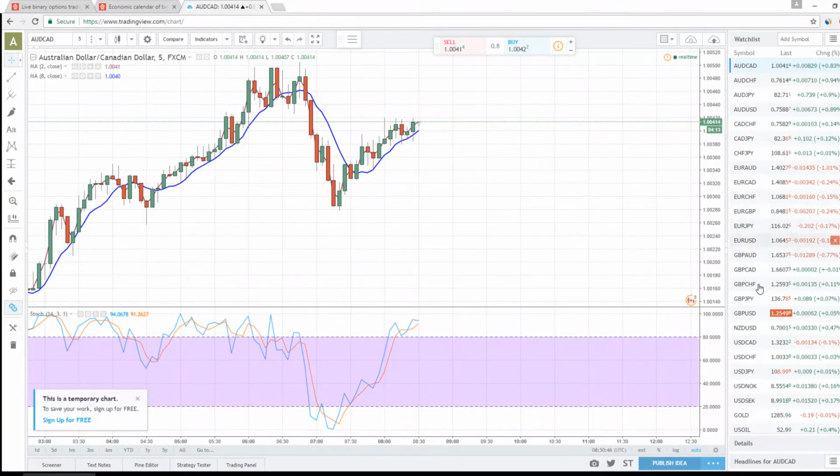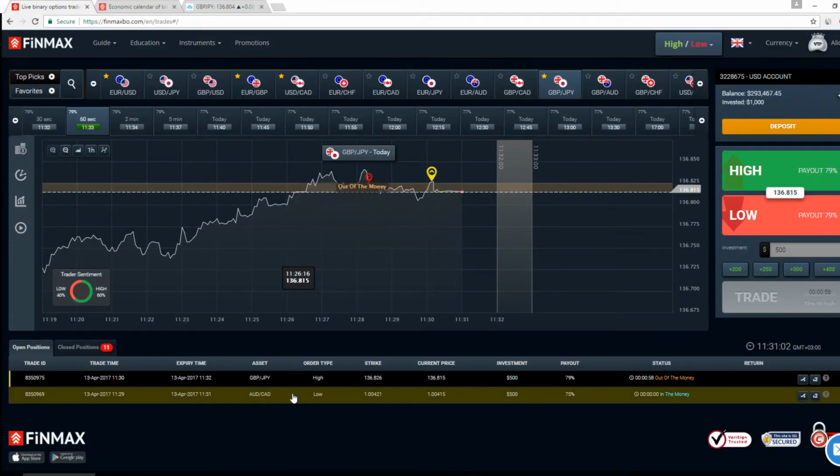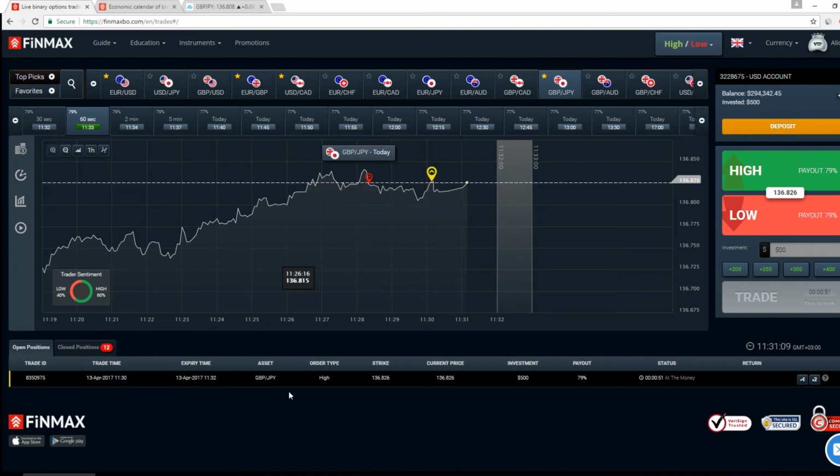Let's open the chart for British pound to Japanese yen. One more time. I opened it for... Okay, that's not that. Okay, Australian to Canadian, we can cross out. And we have left only British pound to Japanese yen.